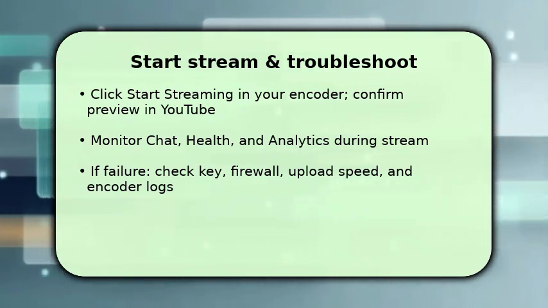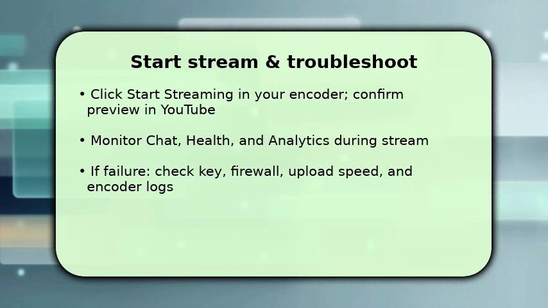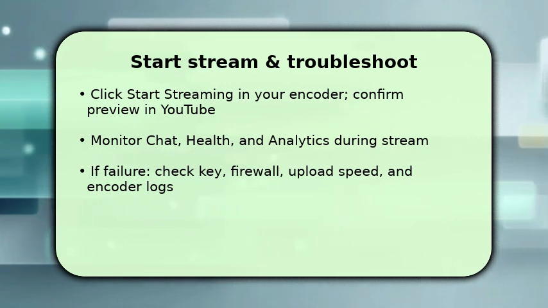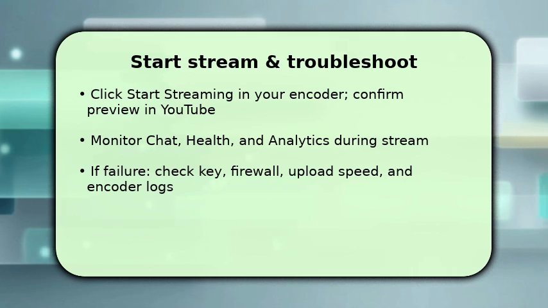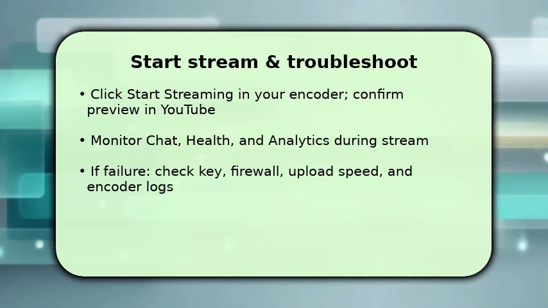If you encounter problems, stop, recopy the stream key, restart the encoder, check firewall/router port restrictions, and test upload speed. Switch to a lower bitrate if unstable. Finally, end stream cleanly from YouTube, then stop your encoder to finalize recording.